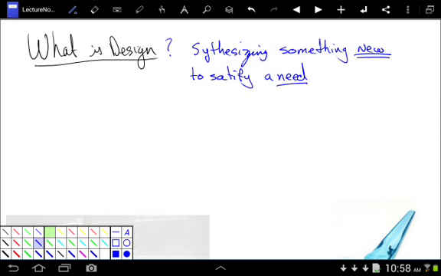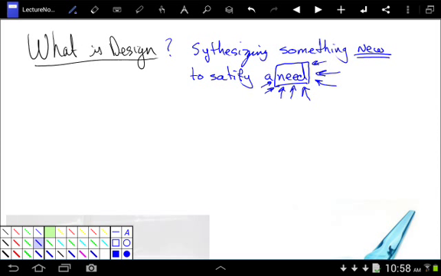So there has to be an identifiable need, a gap in what currently exists that you are trying to fill, right? And we're going to come back to this over and over again, that this is probably the most important part of what we do as designers, right? Engineering designers. The new part comes naturally if you've done a good job of defining the need.